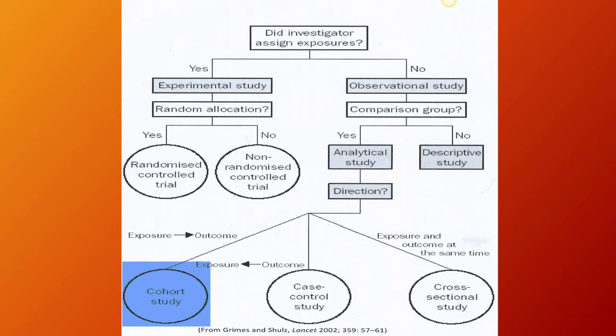A cohort study studies a group of individuals, a cohort, who have had an exposure of interest over time to see if the outcome of interest develops. They are compared to a cohort that has not had the exposure but are otherwise similar to see if an association develops to establish the exposure as a risk factor for the outcome.